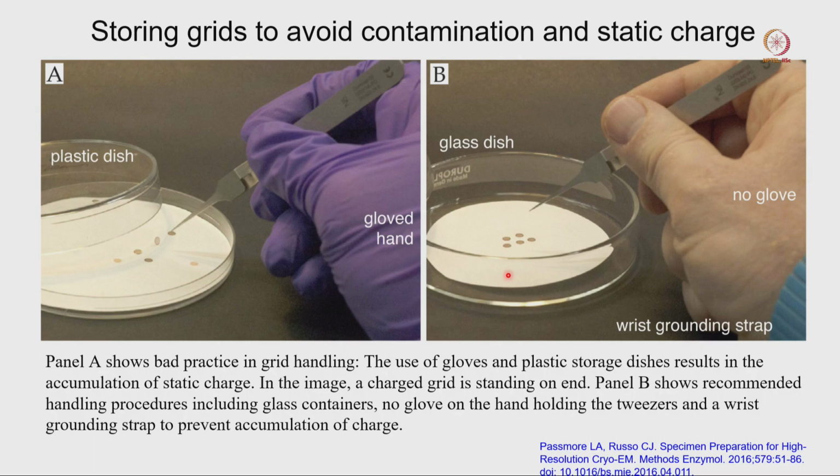When you take those grids, the next step is glow discharge. Glow discharge will help us make our grid hydrophilic. So let us discuss how we can make that grid hydrophilic and why it is important. If we do not make our grid hydrophilic, what kind of problem do we face?